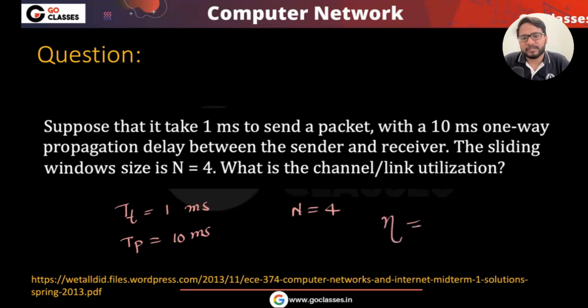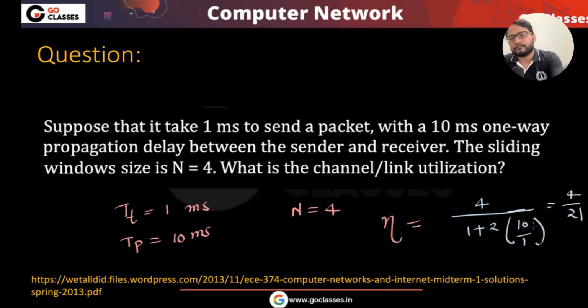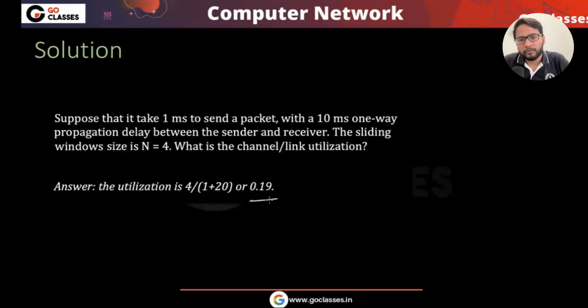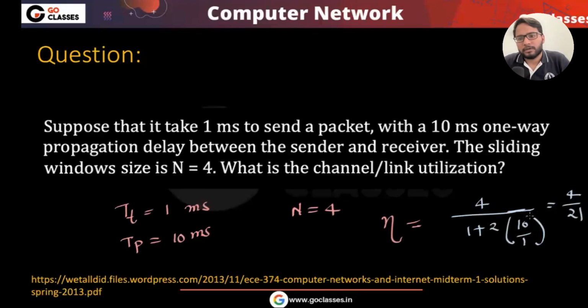Can you tell me the efficiency here? It is n upon 1 plus 2 into TP upon TT, so this is 4 upon 1 plus 2 into 10 upon 1, right? So what is the answer? This is 4 upon 21, right? Which is 0.19. So 0.19 is your answer. Easy question, isn't it? Let me know if you have understood this. You just need to apply n upon 1 plus 2a.